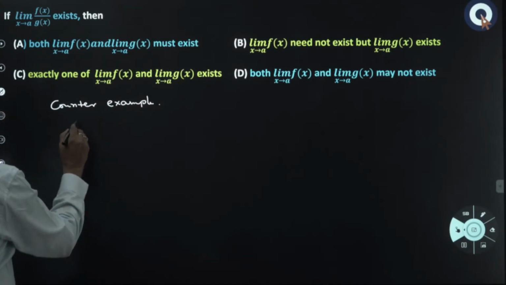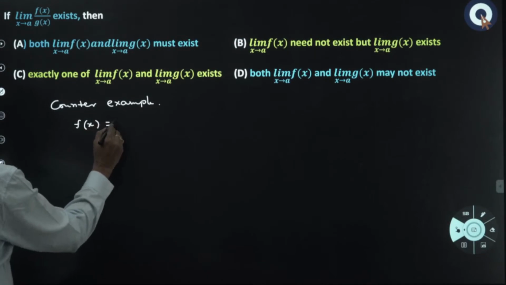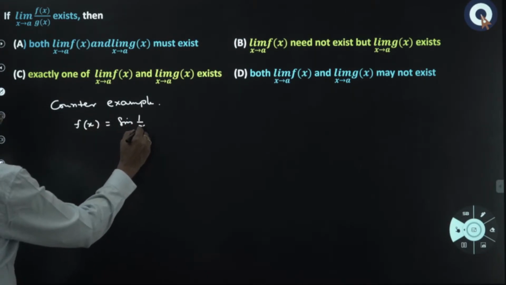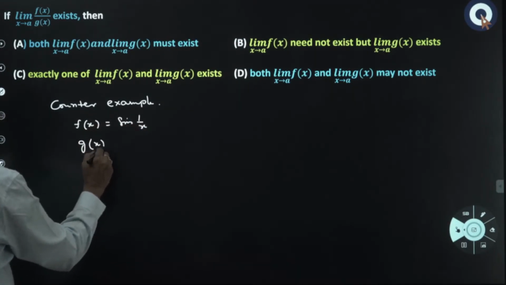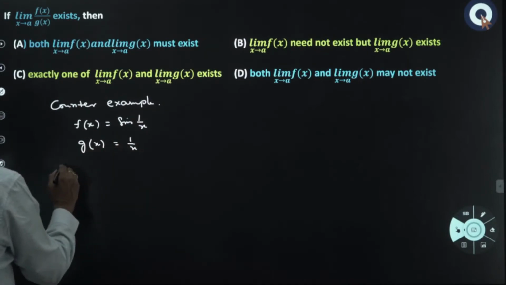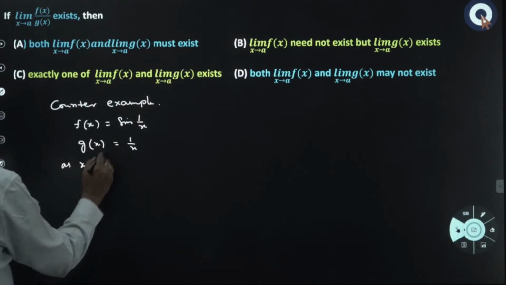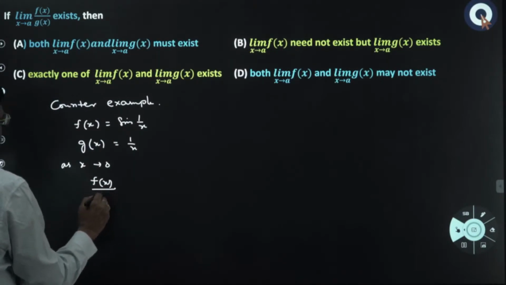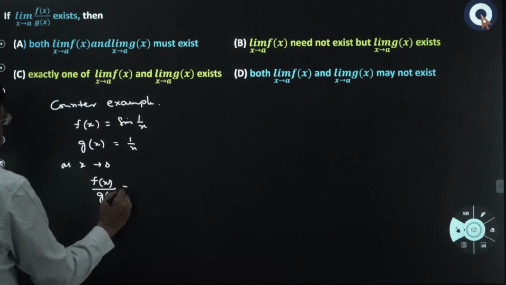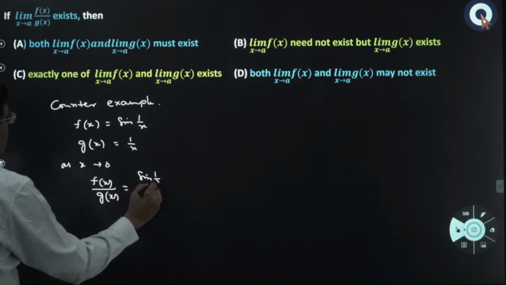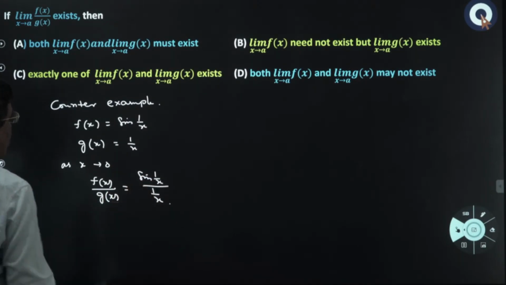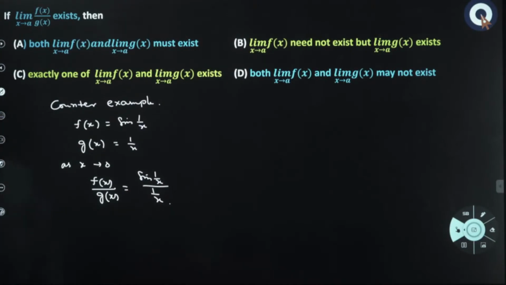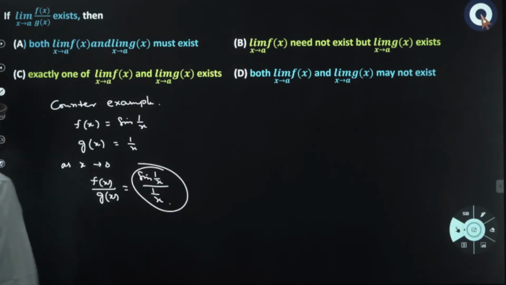We will say f(x) is equal to sine 1 by x and g(x) is equal to, let us say, 1 by x. These two, as x tends to 0, individually they don't exist, but f(x) by g(x), if you consider it, is sine 1 by x by 1 by x. This limit exists. So therefore, again here also option D is correct.